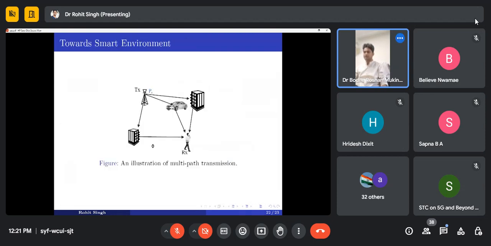Now coming to the intelligent reflecting surface or smart environment. So is there any doubt with the DFRC scheme, the dual function radar communication scheme? Anyone?